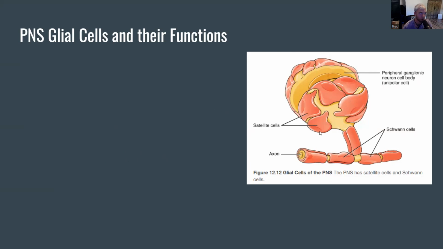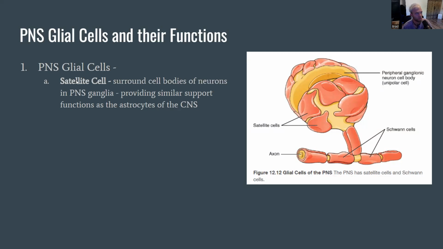Let me get you some water. Let me break down your neurotransmitters. Let me do anything I can to help you. And so again, you have the satellite cell surrounding it, protecting it, offering support, and many of the same functions as the astrocytes. The Schwann cells, right?